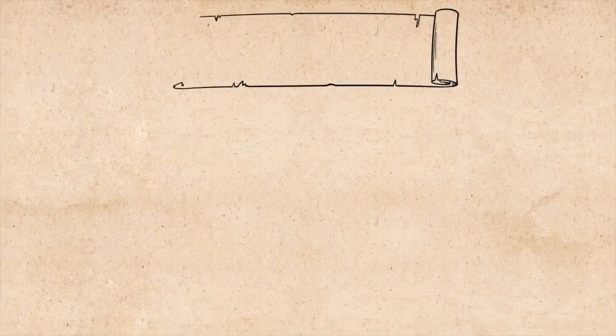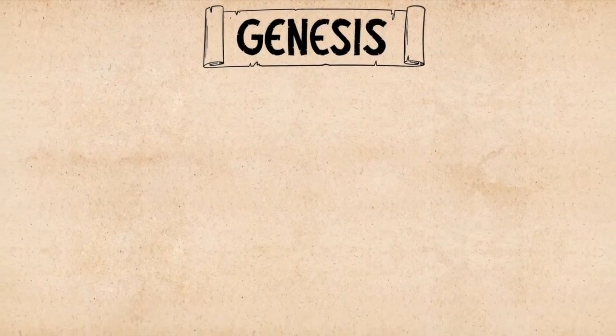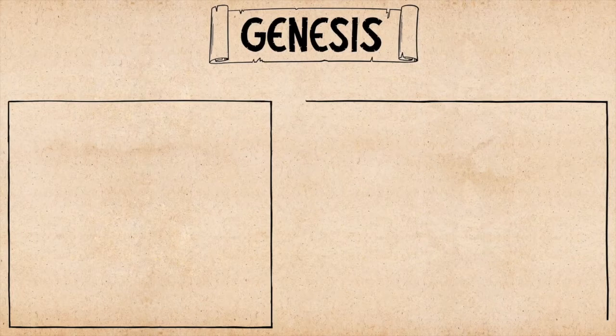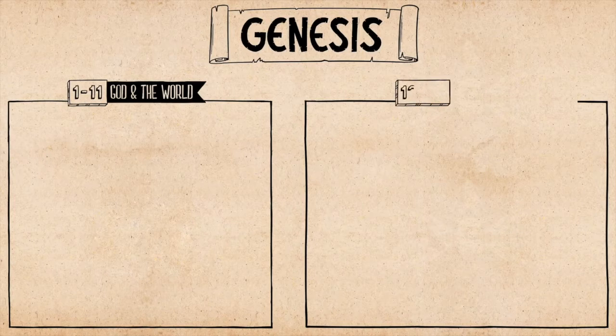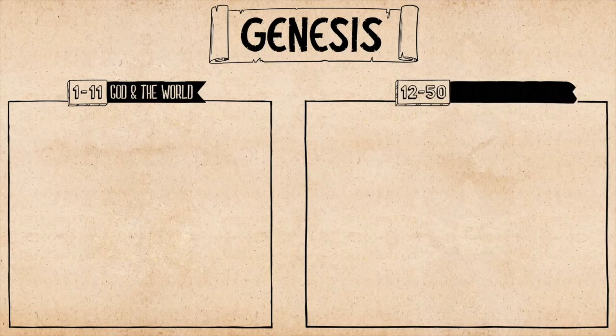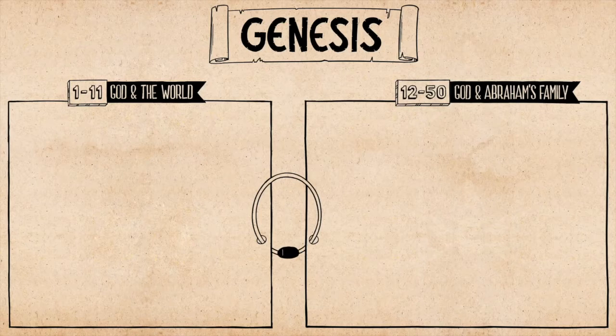The book of Genesis. It's the first book of the Bible, and its storyline divides into two main parts. There's chapters 1 through 11, which tell the story of God and the whole world, and then there's chapters 12 through 50, which zoom in and tell the story of God and just one man, Abraham, and then his family. And these two parts are connected by a hinge story at the beginning of chapter 12. And this design gives us a clue to how to understand the message of the book as a whole and how it introduces the story of the whole Bible.